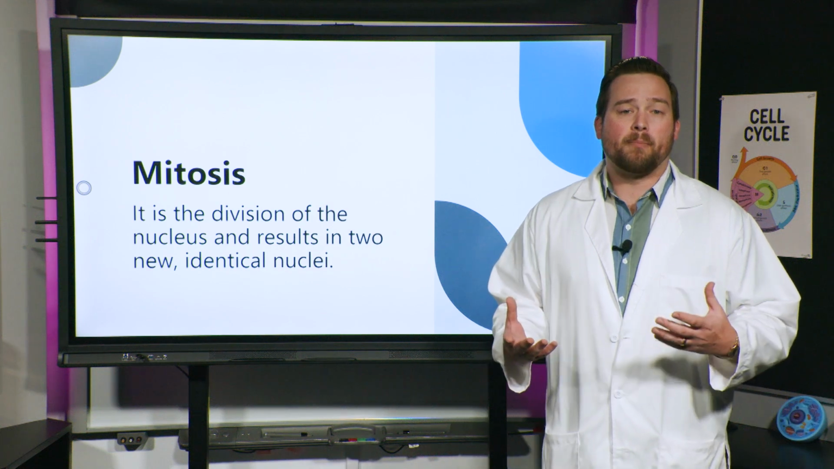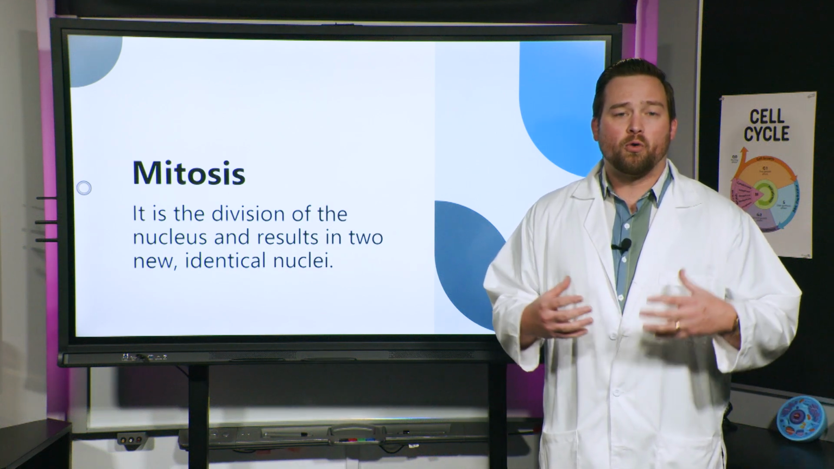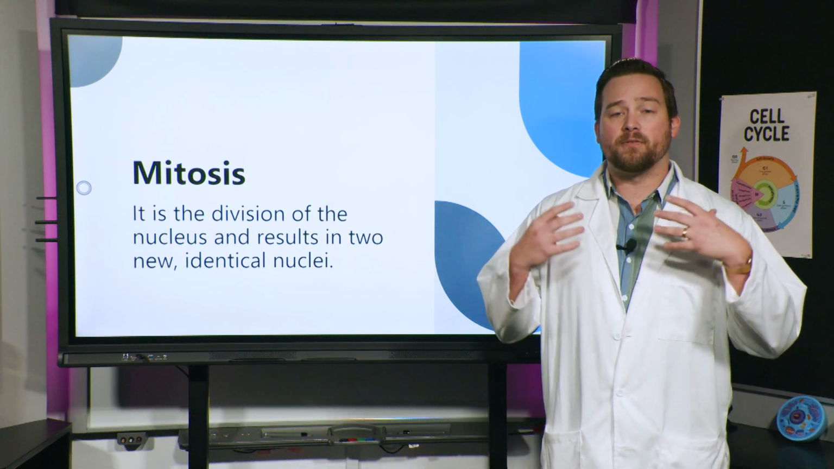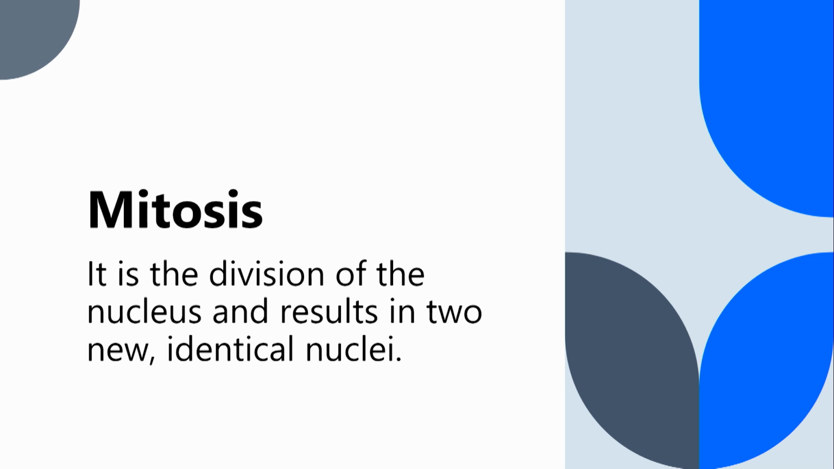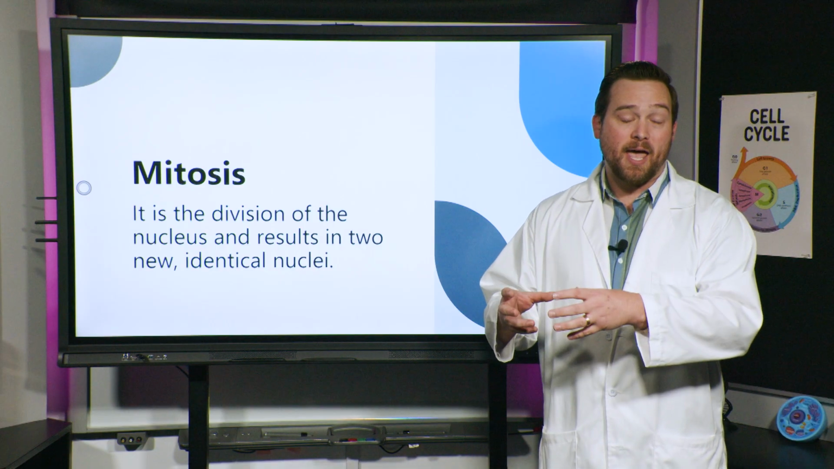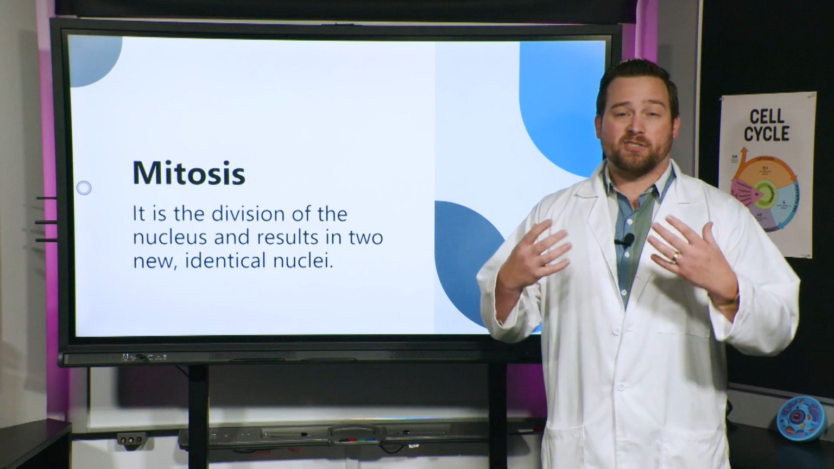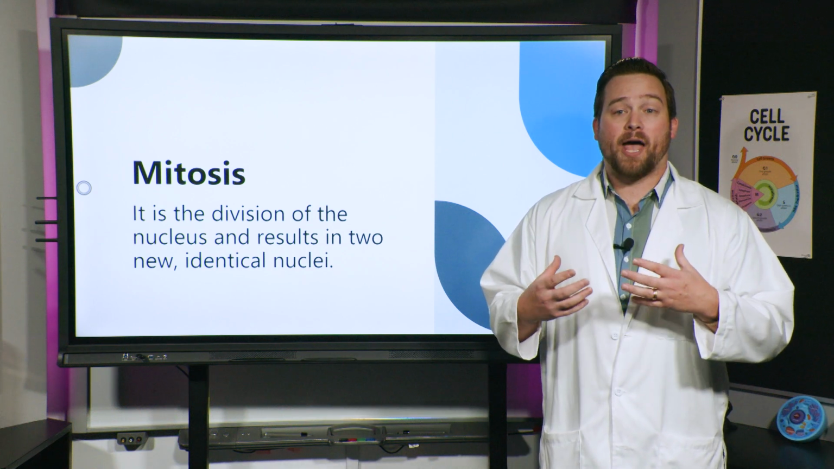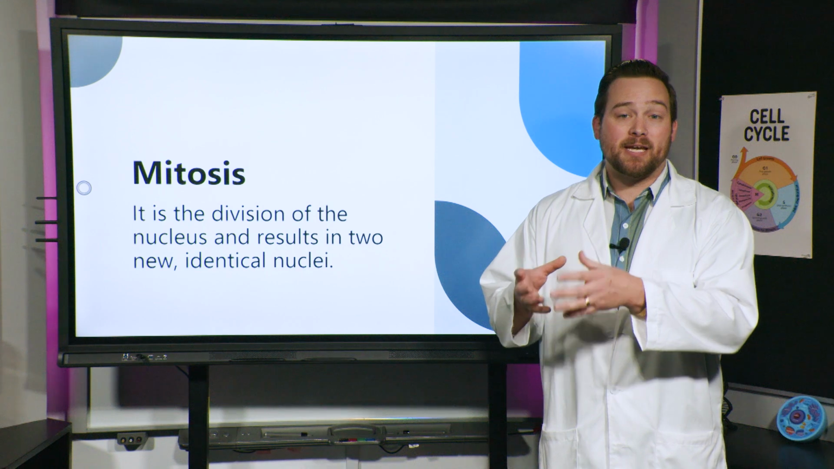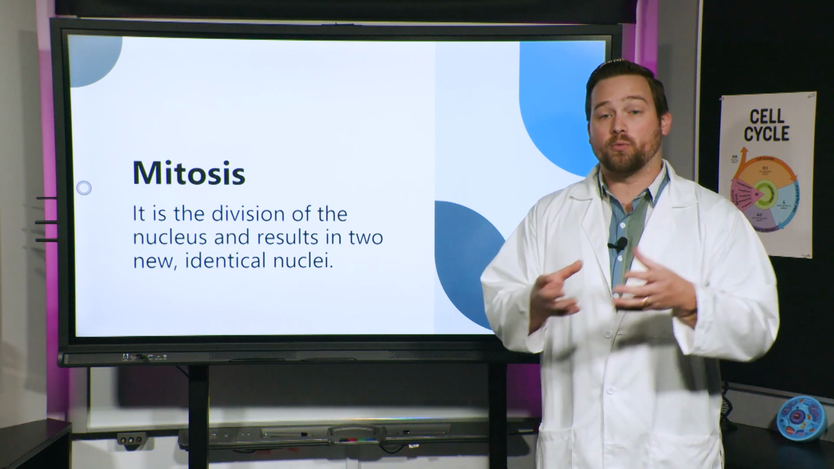Just as a reminder, what is mitosis? Mitosis is the division of the nucleus. That's really what I want us to remember here. Our goal is to end with two identical nuclei, and what that means is we're specifically concerned with the DNA inside the nucleus of these two cells. Remember that for a cell to do its job, it has to have DNA, and that DNA copy has to be exactly what we started with.